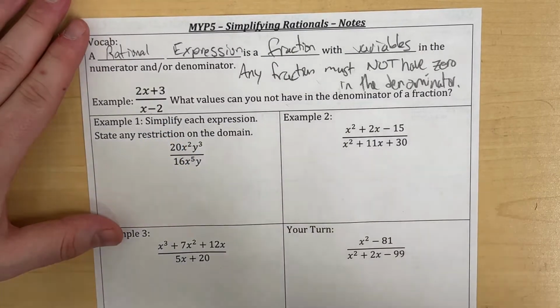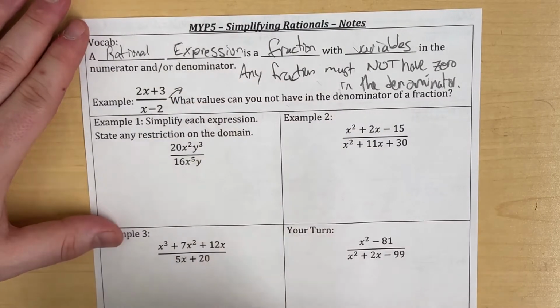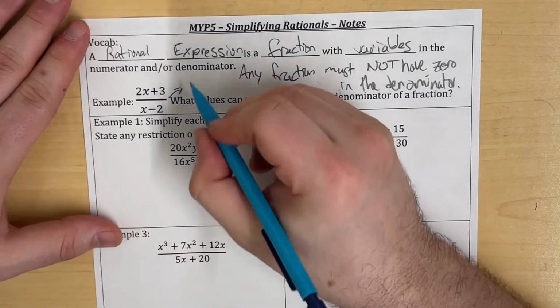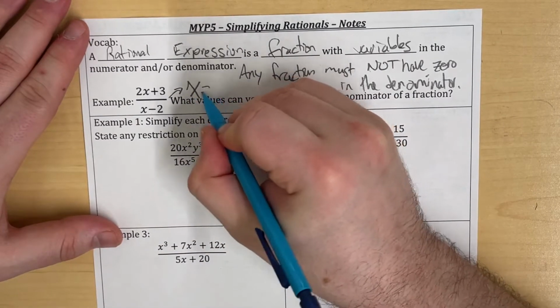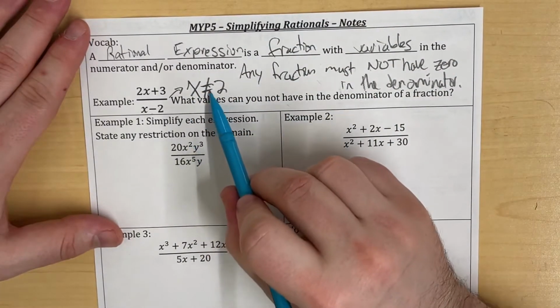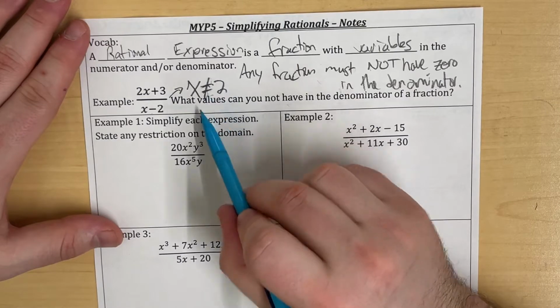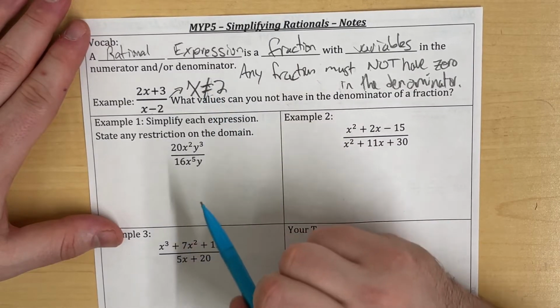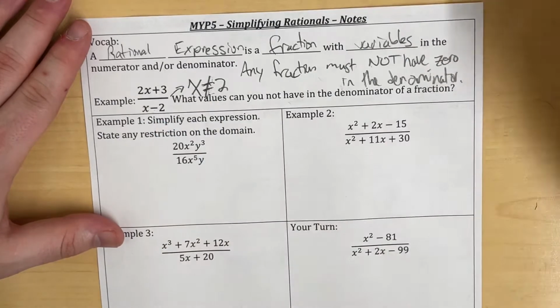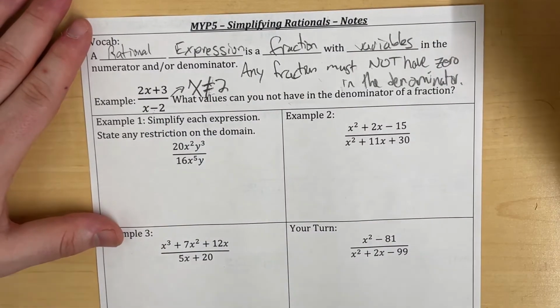So in this example, we'd have to say, hey, we have to put a restriction on that value of x. So that means for this one, x could not be equal to 2. So anytime you see that equal sign with a line through it, that just means is not equal to 2. And that makes sense because if we plugged in 2, 2 minus 2 is 0, which we cannot have.